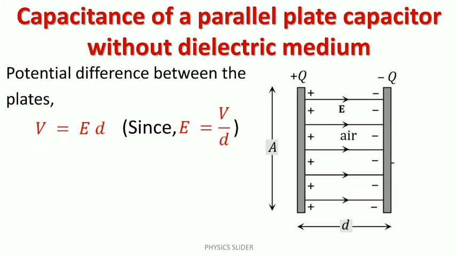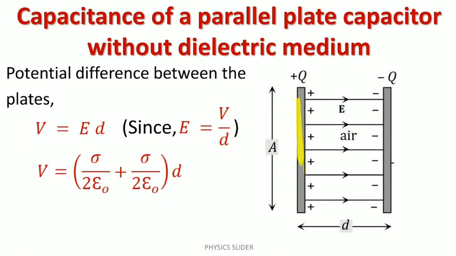All right. Now, due to this plate, the electric field in the middle will be sigma upon 2 epsilon naught, that we have derived in the application of Gauss's theorem. Due to this positively charged plate, the electric field in the middle will be sigma upon 2 epsilon naught. Due to this plate, the charge is Q, and the electric field for this plate will also be sigma upon 2 epsilon naught.